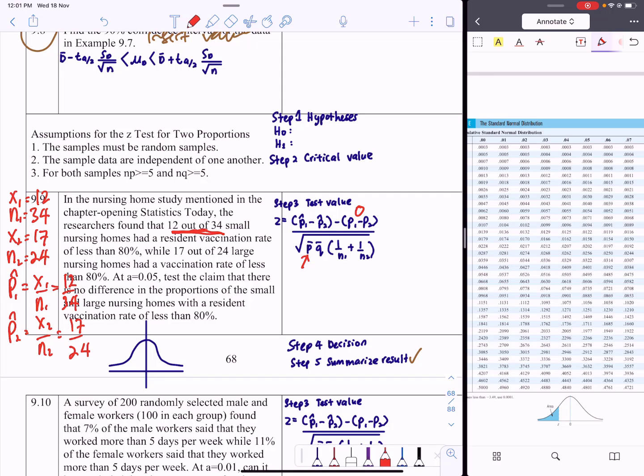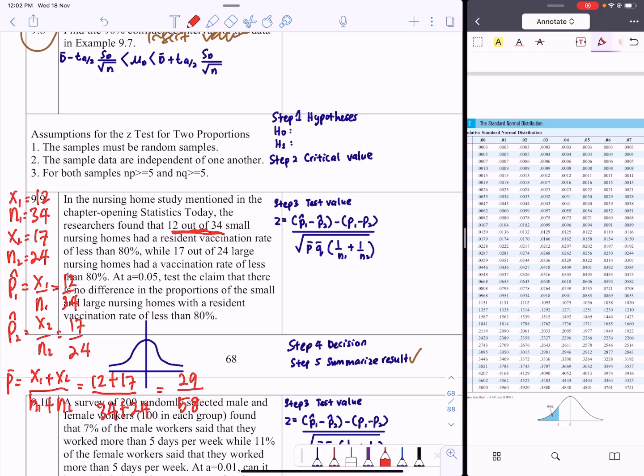Here we have a formula to find the P line: P line equals x1 plus x2 divided by n1 plus n2. Then we get x1 is 12 plus 17, divided by 34 plus 24. Then here we get 29 over 58. Okay, and then we do step 1 first, the hypothesis.